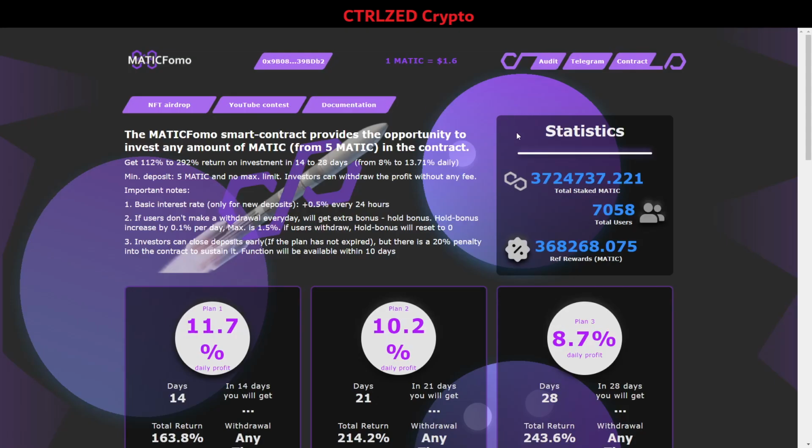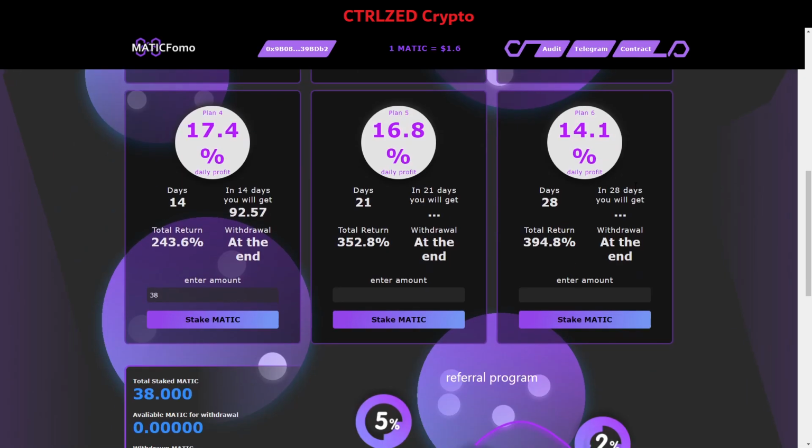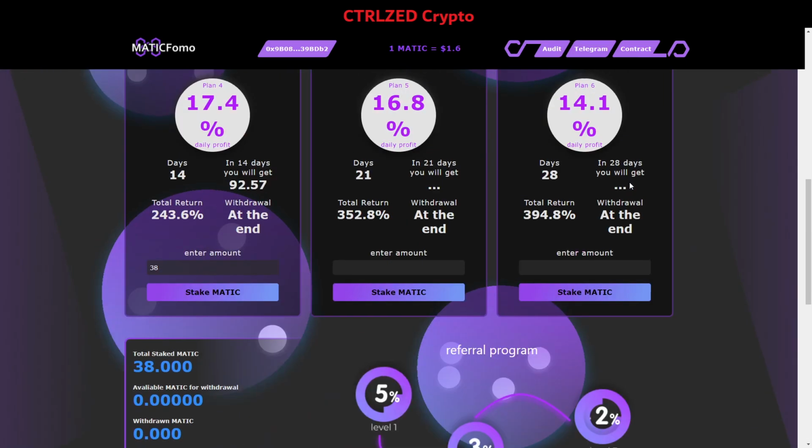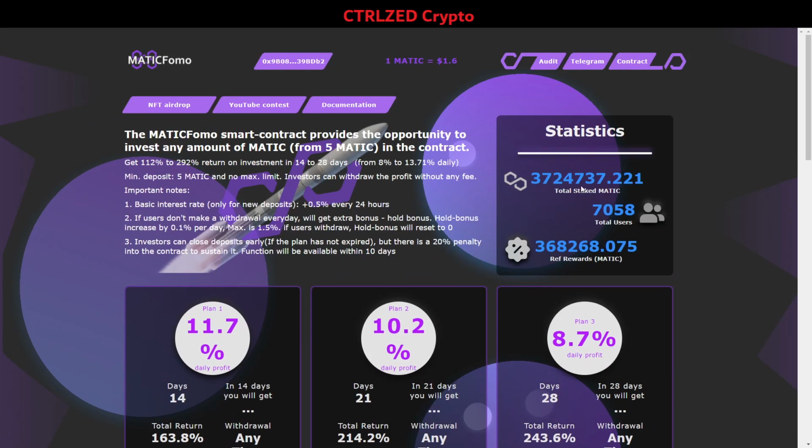You can look at these yourselves to work out the ratio between the total staked and the total amount in the contract, which is probably somewhere on this page for each one that you're entering. And the closer those ratios are, the lower the risk.